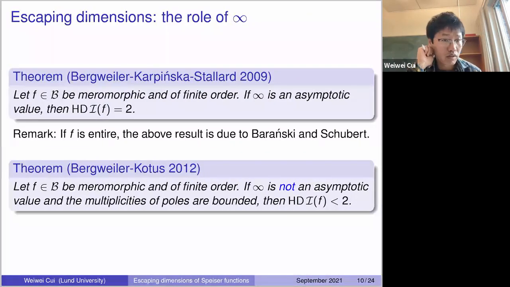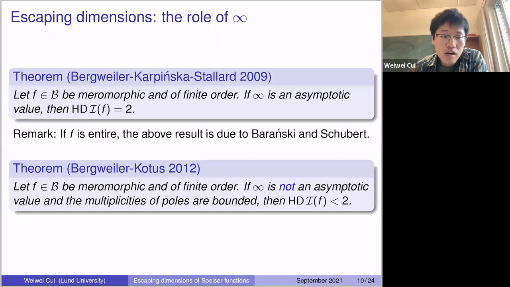With this result, I want to talk about the Hausdorff dimension of the escaping set, but before that, I want to mention two results which address the role of infinity in estimating the Hausdorff dimension of the escaping set. First, if you have a function in class B, meromorphic but of finite order, and infinity is an asymptotic value, then the Hausdorff dimension of the escaping set is 2.